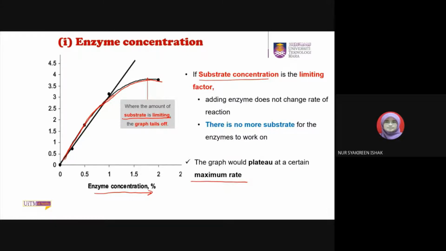Substrate concentration is the limiting factor. Adding enzyme does not change the rate of reaction. There is no more substrate for the enzyme to work on. Okay, so you will get the second graph. The more enzyme you add to the reaction, if substrate is the limiting factor, the rate of reaction will reach its maximum rate, or we call it Vmax. Here, maximum rate of reaction, maximum velocity. Okay, so that is for enzyme concentration.